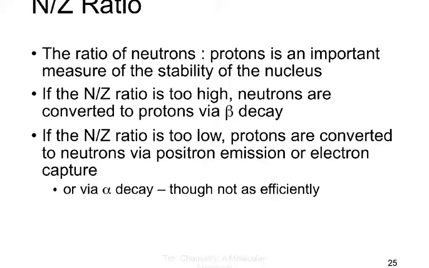If the ratio is too high, neutrons are converted to protons via beta decay. If the ratio is too low, protons are converted to neutrons via positron emission or electron capture, or by alpha decay.